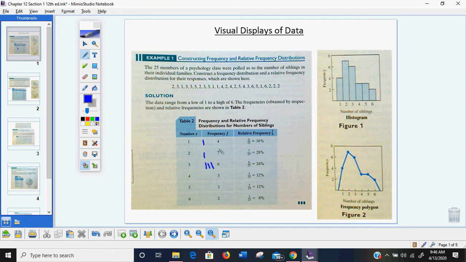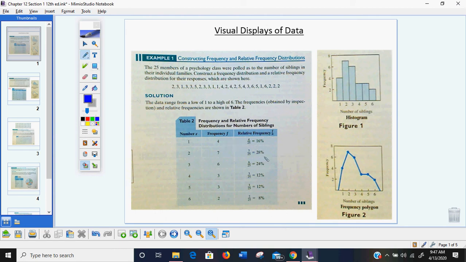And when they finish, they count them all up. So we end up with 4 1s, and we end up with 7 2s, 6 3s, 3 4s, 3 5s, and 2 of them had 6 siblings. Erase this, it doesn't get in our way. So now that we know how many there are, we can do the relative frequency.